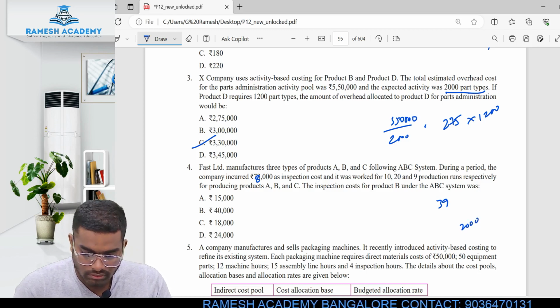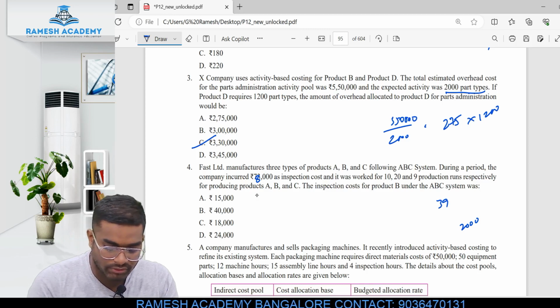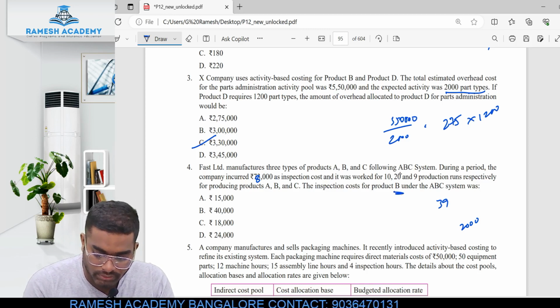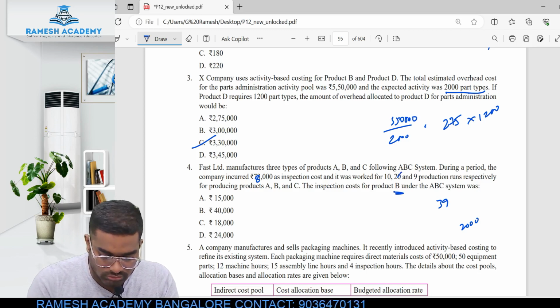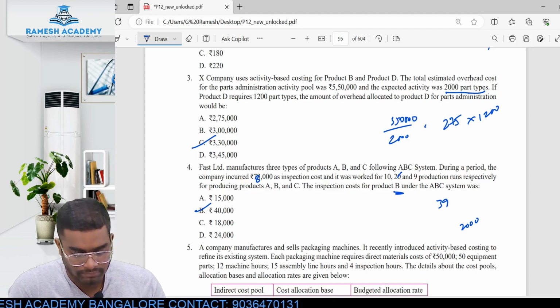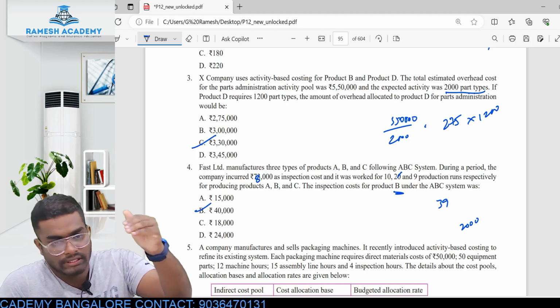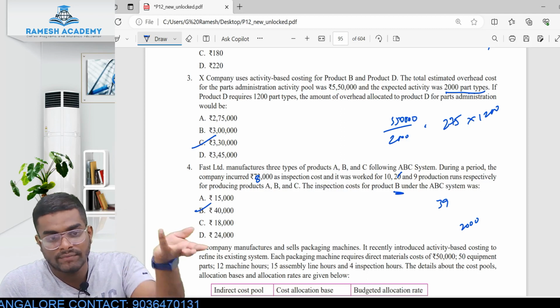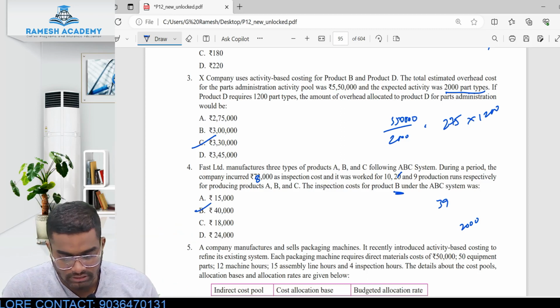2,000 per run, with 10, 20 and 9 production runs respectively for producing A, B and C. The inspection cost for B is 20 into 2,000, that is 40,000. That is the answer. Very simple. So just take the total amount divided by the cost driver, you get the activity rate, then multiply it by the number of production runs in case of this question.